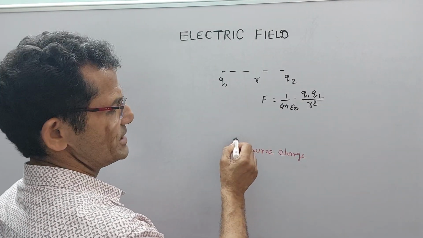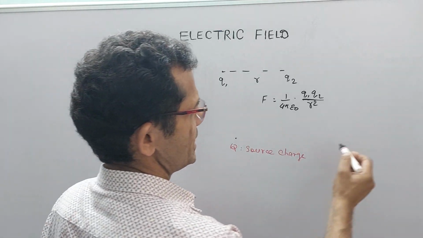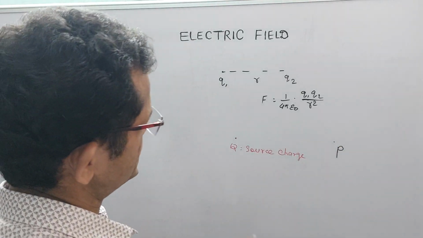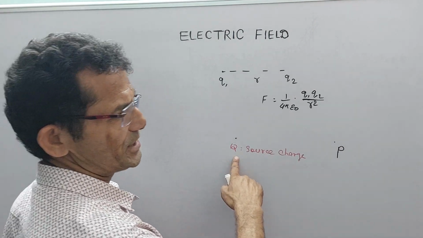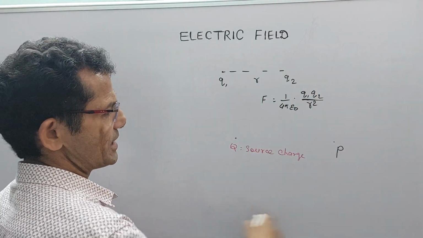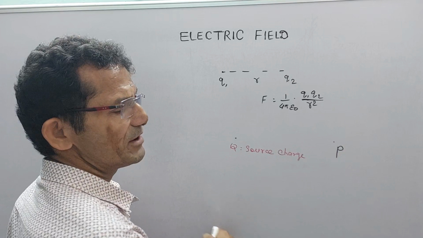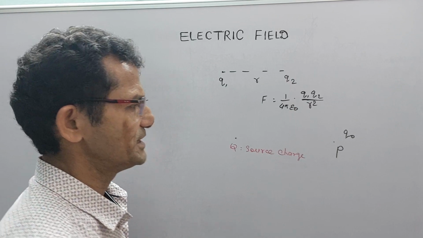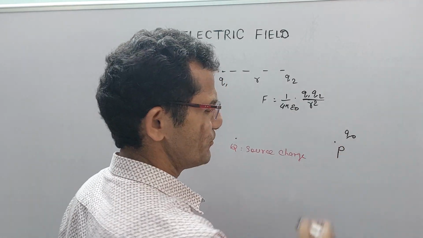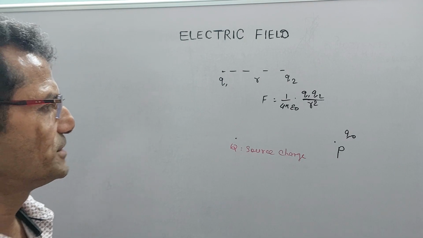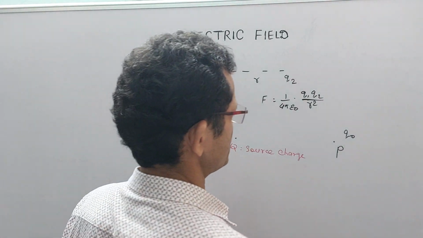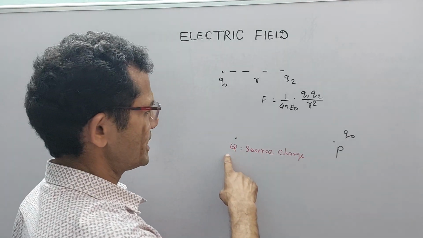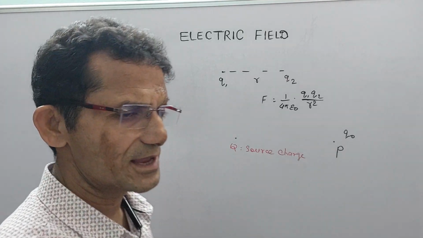Suppose at this point Q is the source charge and P is another point. In the first step, we have placed this source charge at this point. This source charge has created some field around it. In this field, if I bring a test charge, suppose Q0 is the test charge placed at the point P, that test charge will experience a force. That force will be either attractive or repulsive, depending on the sign polarity of these two charges, whether they are like charges or unlike charges.